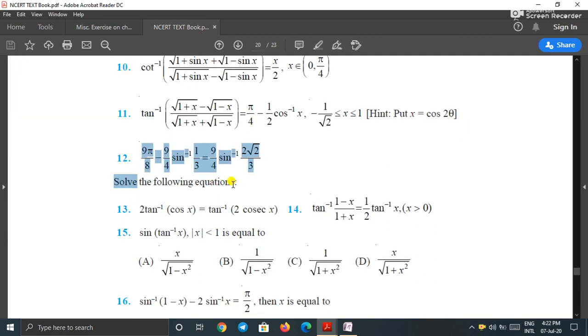Solve the following equation. What is the meaning of solve the following equation? 2 tan inverse cos x is equal to tan inverse 2 cosec x. It means we have to find the value of x which satisfies this equation.